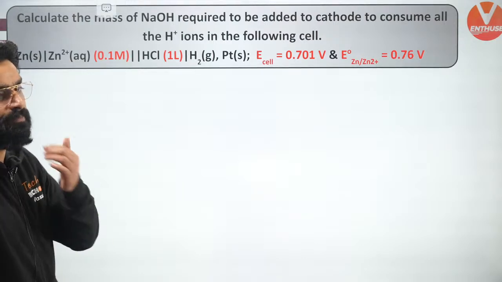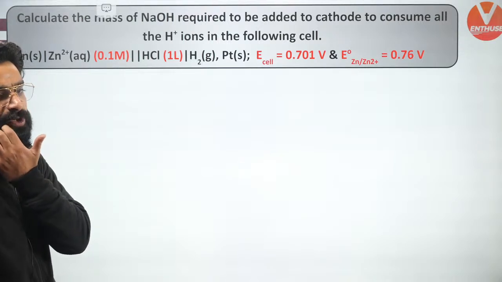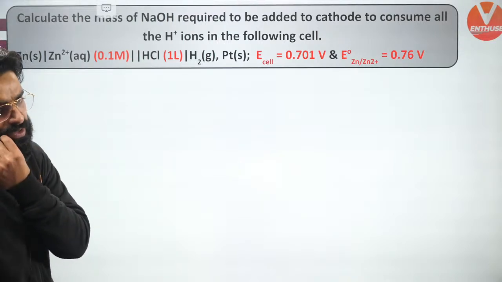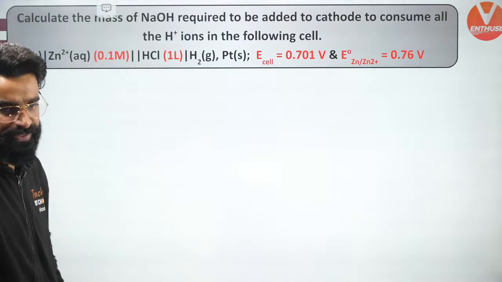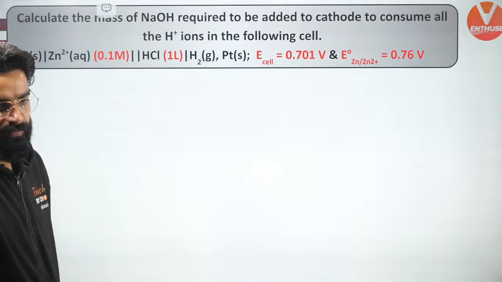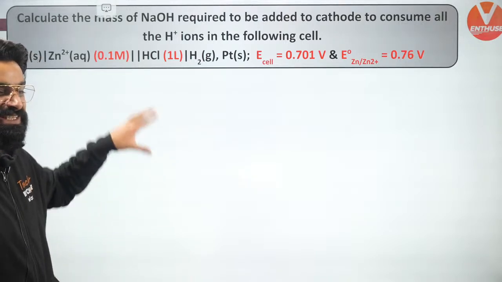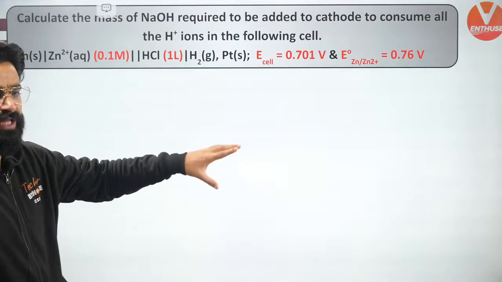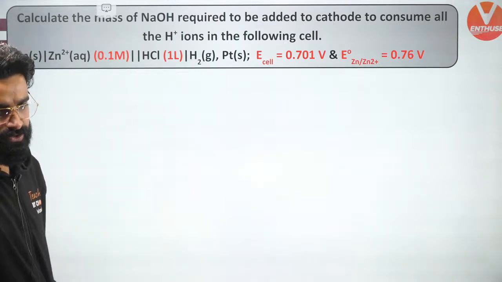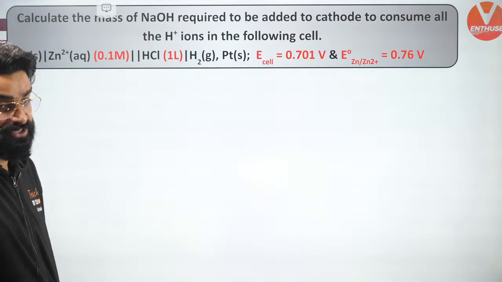Yes, guys. Calculate the mass of NaOH required to be added to the cathode to consume all the H+ ions in the following cell. We need to calculate the mass of NaOH which must be added on the cathodic side so that all the H+ ions are consumed. Okay? How to solve this sort of question?